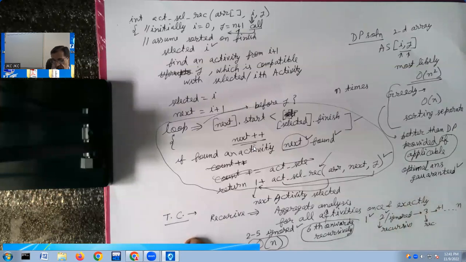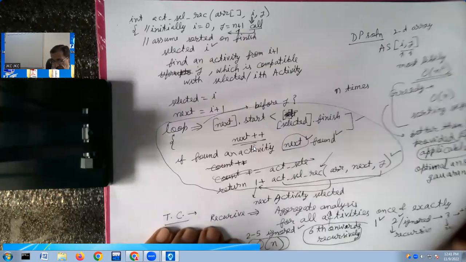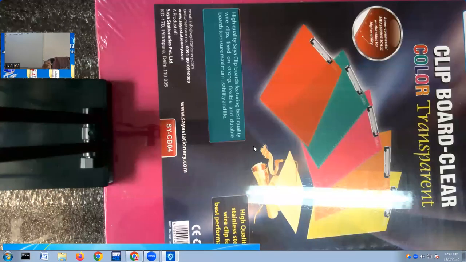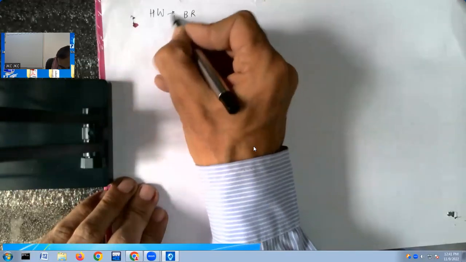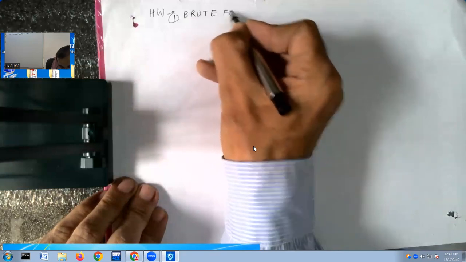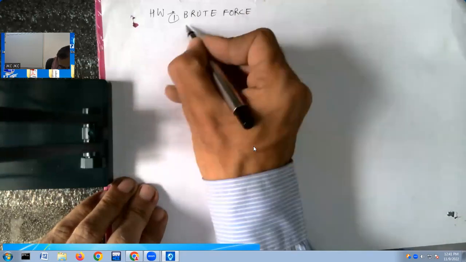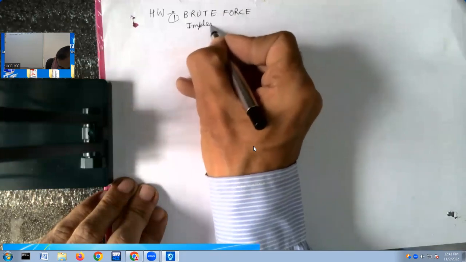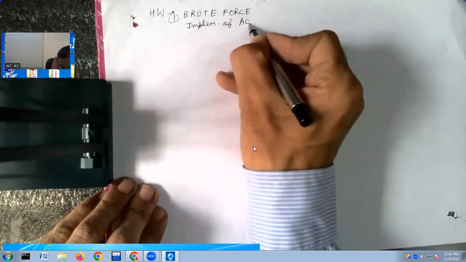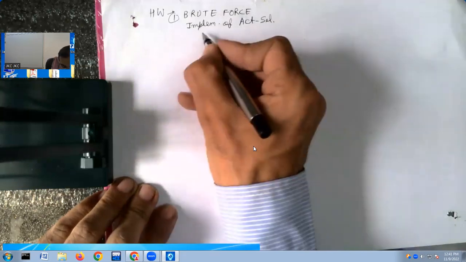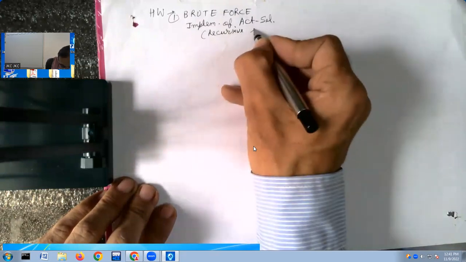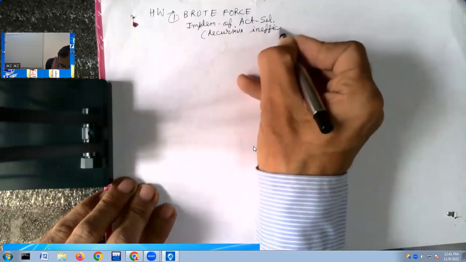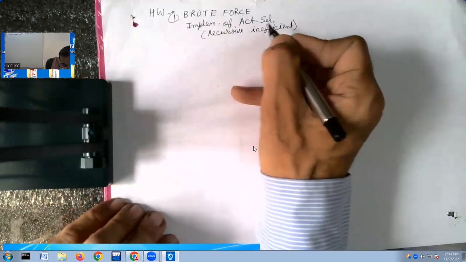So having said that, I will wind up, and effectively I will ask you now to do some homework for all of these problems. So what is the homework? First of all, the brute force implementation of the same logic you should try, of activity selection, and we have already discussed that it will be recursive and inefficient, trying with many sub-problems which obviously are overlapping and will be recalled.